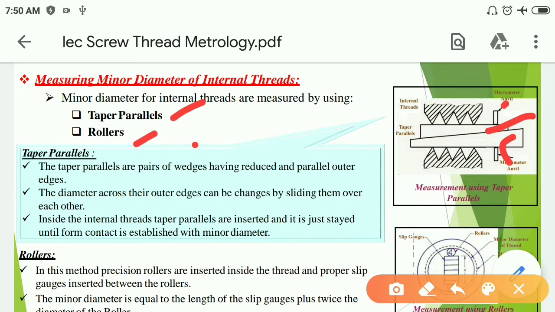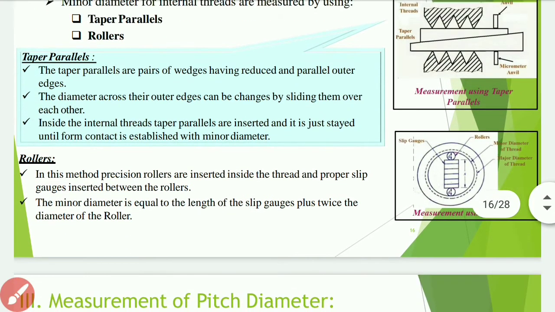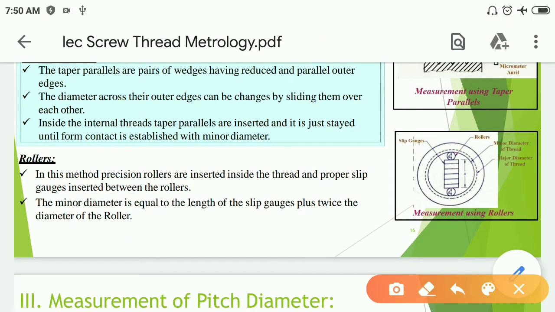Next method is rollers. In this method, precision rollers are inserted inside the thread and a proper slip gauge is inserted between the rollers as shown in the figure. Two rollers are available, here one and here two, and in between slip gauges are there. The minor diameter is equal to the length of the slip gauges plus twice the diameter of the roller.